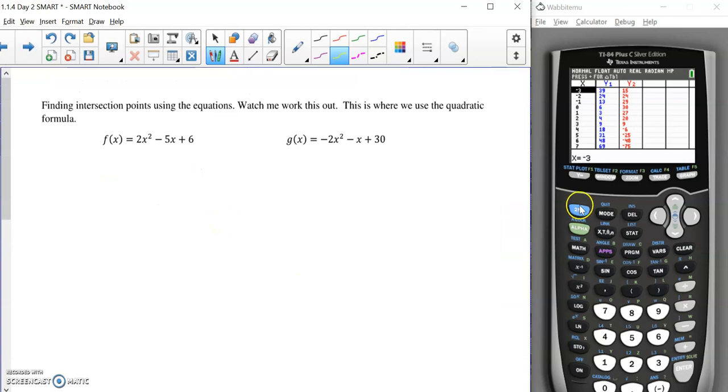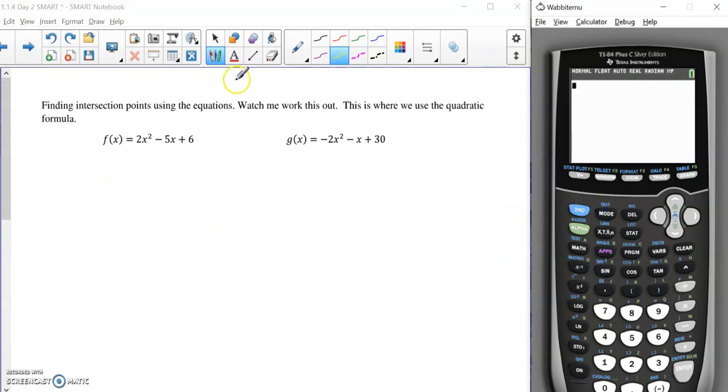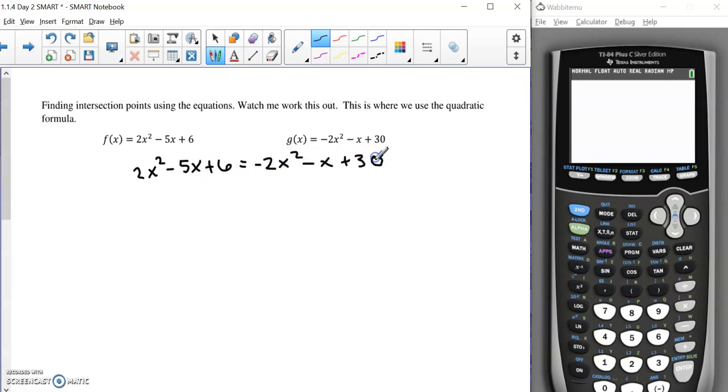So, when we are trying to find the intersection point with solutions, remember we're looking for the spot where both of the graphs or both of the equations are equal. So the first thing we want to do is set these two equations equal to each other. So we're going to say 2x squared minus 5x plus 6 is equal to -2x squared minus x plus 30.